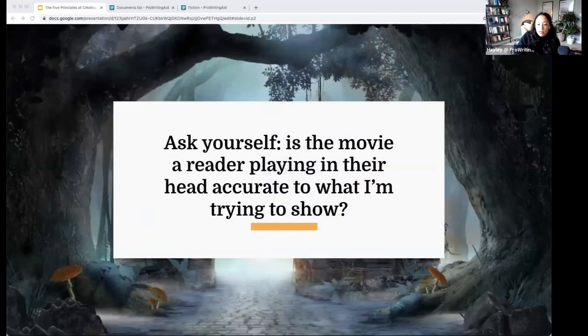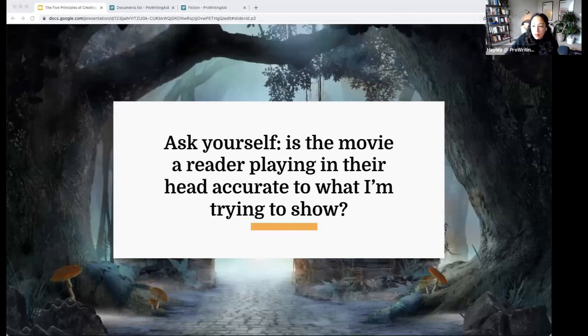So what you need to ask yourself is, is the movie a reader is playing in their head accurate to what I'm trying to show? Would somebody think that making some improvements means removing a body, right? That is not the accurate movie I wanted to put in there. So you need to ask yourself, would that description be accurate to what I'm trying to show?